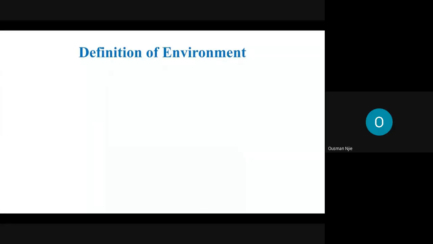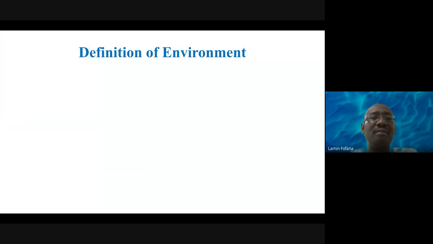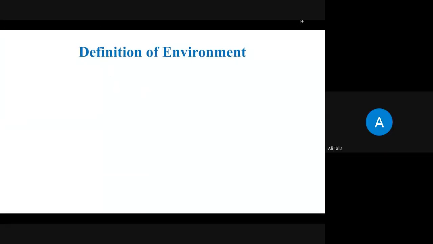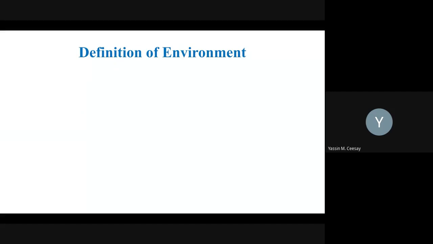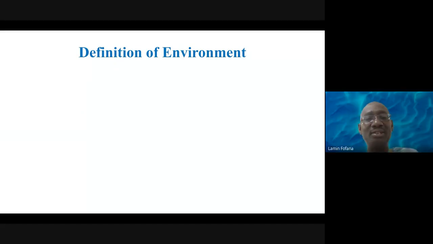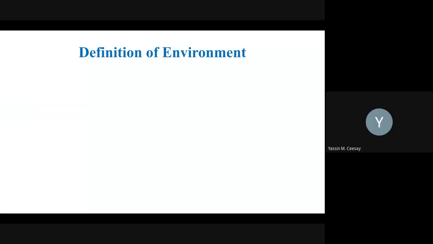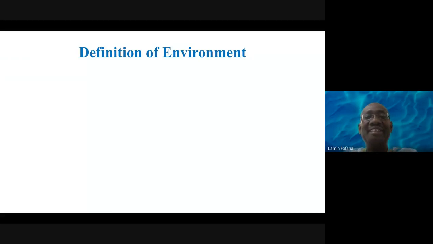What about the industry? Mr. Fufana says it is a geographical area. Your environment is a geographical area. Yes. Okay. And what is a geographical area? Like a place that I occupy. The place that you occupy, your house, huh? So your house is your environment? Yes, it's part of your environment anyway. That's true. It's part of your environment.